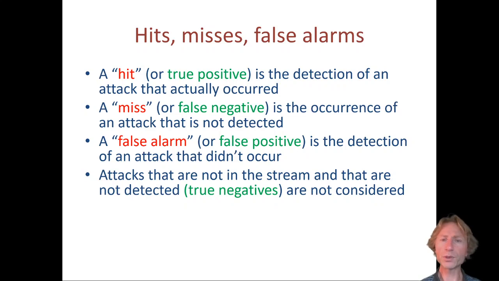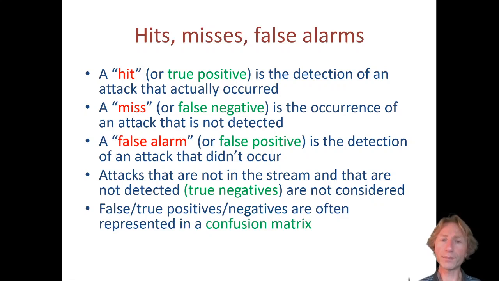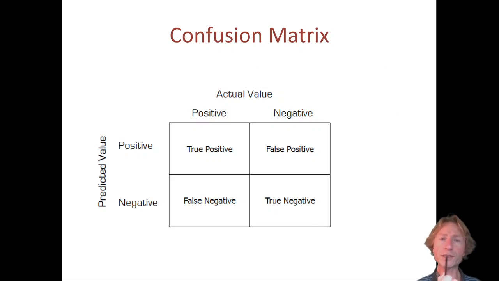And we talk about a true negative if we do not flag something as an attack and there really also was no attack in the event stream. Okay. We talk about true positives, false positives, and false negatives in a confusion matrix. So this is how we often represent this, and a confusion matrix looks like this.